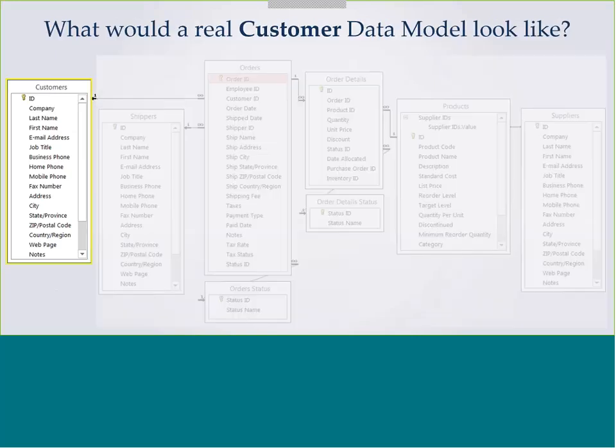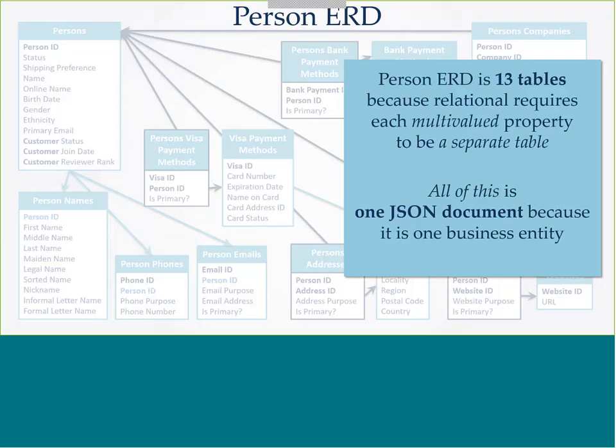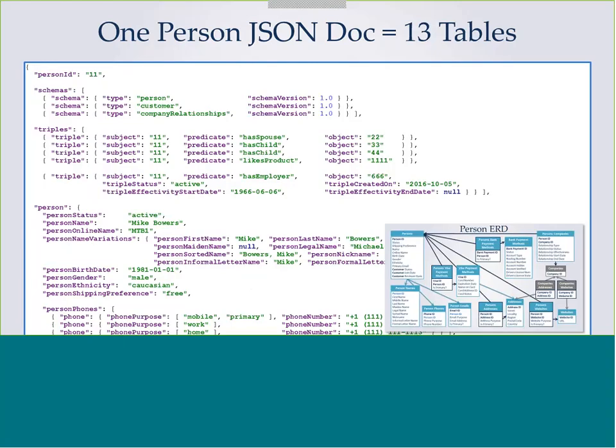But in the real world, you would take a customer, just the customer table you see here, and it would look like this. This is a real-world customer model. It has 13 tables in it because relational requires each multi-value property to be a separate table. This is a single business entity, but we have 13 tables represented. And think of all the transaction code we have to write to map them together, to treat them as one unit, all the business rules and constraints and all the work we have to do. This is the exact same customer table, the same model you just saw with 13 tables, in one document. You're not seeing the whole document because it's a little bigger than my screen has room to show, but you're seeing two-thirds of it.